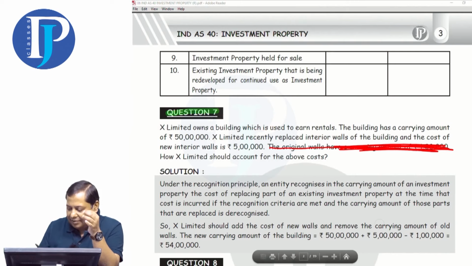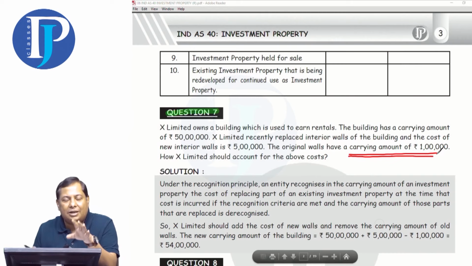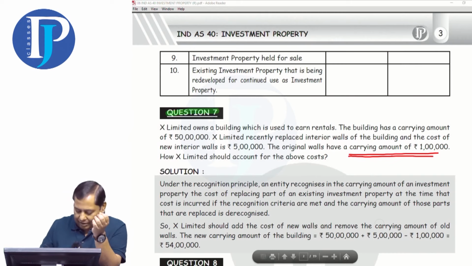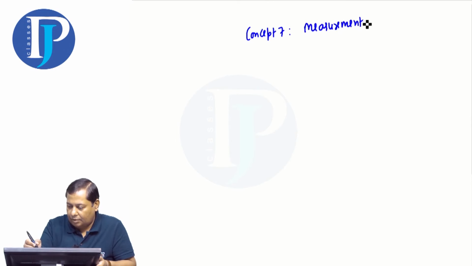Due to this carrying amount, there will be changes in the answer. Is it clear now? I have repeated everything 3 to 4 times for you, so there should be no confusion. So this is concept number 7. Measurement of investment property.